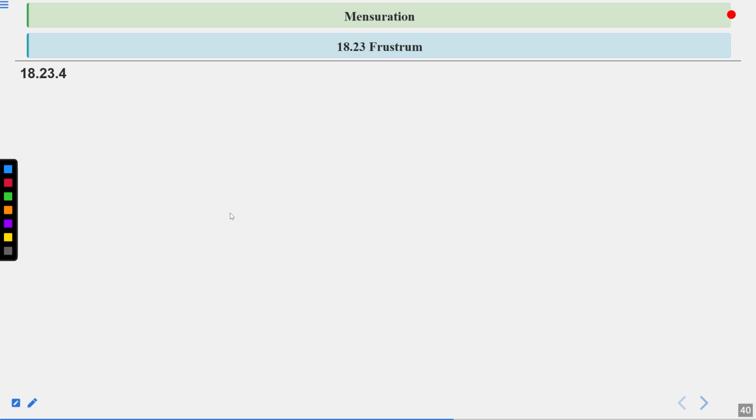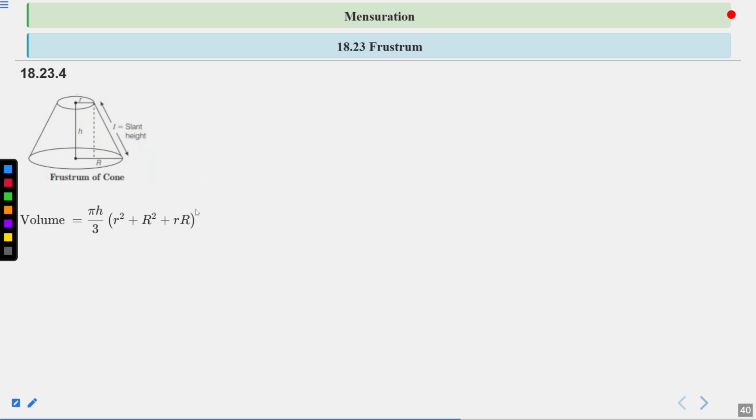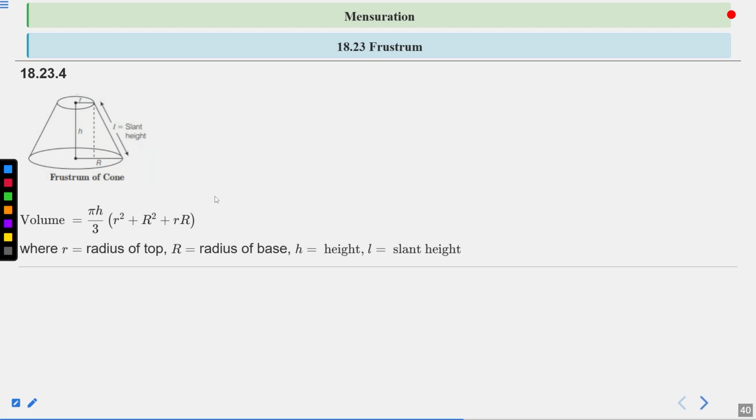Frustum 18.23.4. So this is the diagram. Now we get the volume by using the formula pi into h by 3 in the bracket small r square plus capital R square plus small r into capital R. Then we get the volume of the frustum, where small r represents the radius of the top, capital R represents the radius of the base, h represents the height, and L represents the slant height.